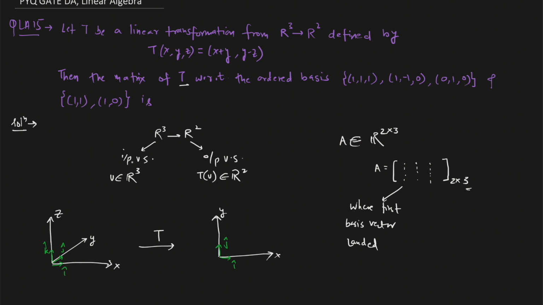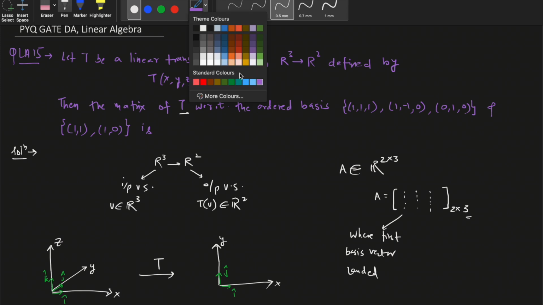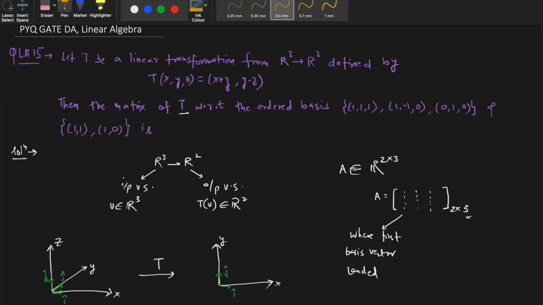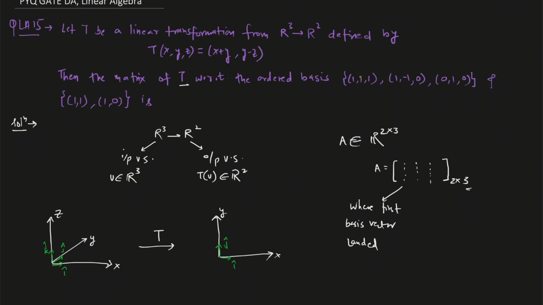So now, because this is the basis set, we are no more considering i hat, j hat, k hat. What is the new basis set? The new basis set for R3 is 1 1 1. So I think maybe 1 1 1 lies somewhere here. That is 1 1 1. So this is the new basis set.